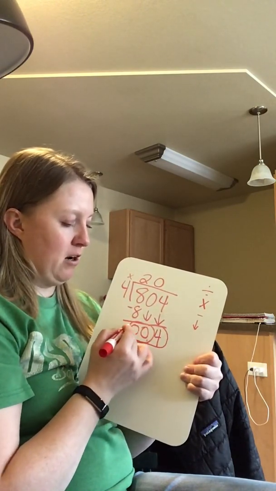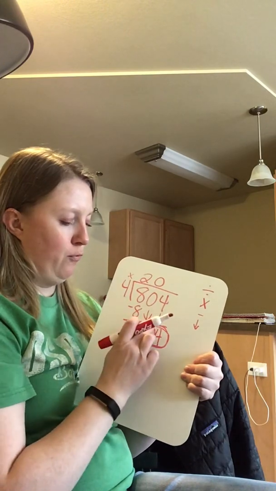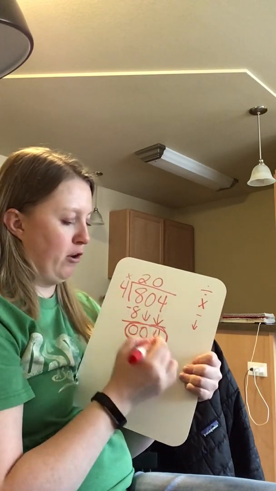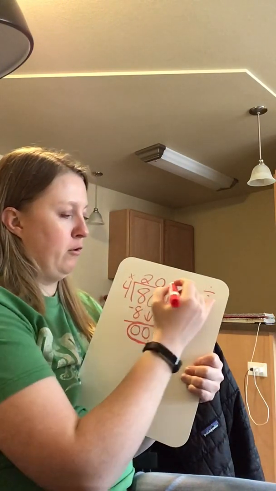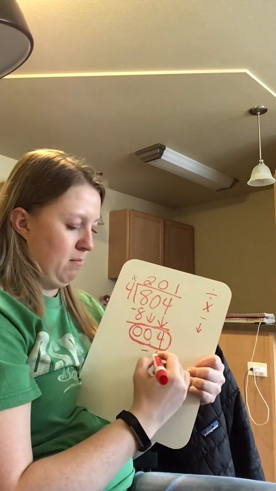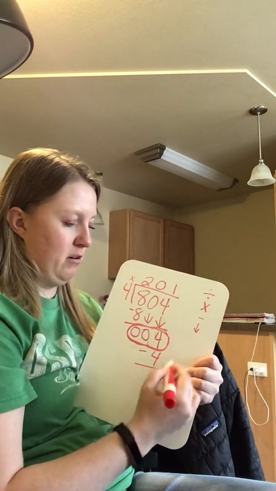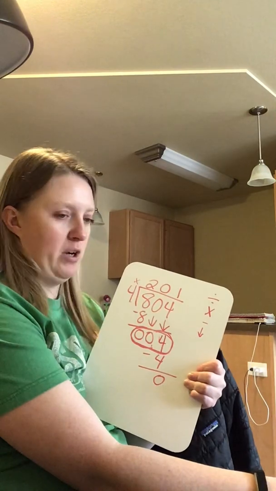Instead of working with 0, now we're working with 4. How many times can 4 go into 4? 4 can go into 4 once. Minus 4 is 0, so no remainder. So 201.